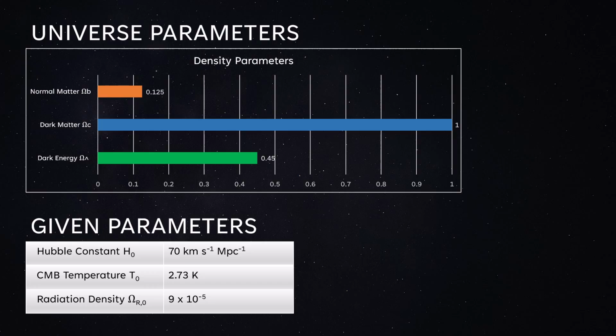All right, to start us off, for this project, we were to choose our density parameters, and each one had to be 20% different than our benchmark model, and our universe had to be less than 80% similar to our own. So for normal matter, I chose 0.125, dark matter 1, and dark energy 0.45. We were also given parameters that we were told to keep, like the Hubble constant, CMB temperature, and radiation density.